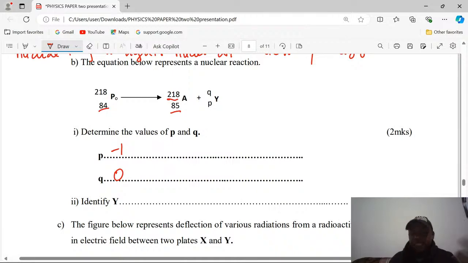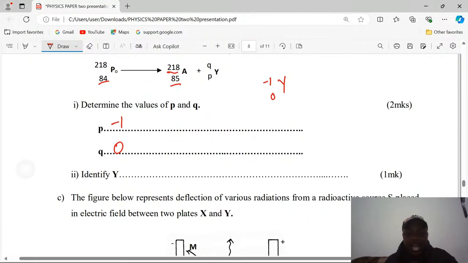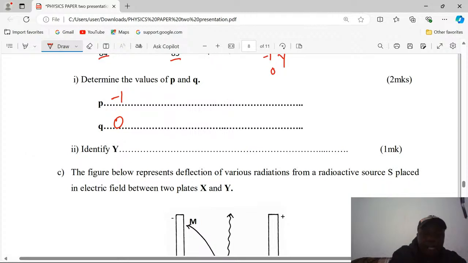This means if we are supposed now to write the particle which has been lost here, Y, then it would be having 0 and -1 at this point. With 0 and -1, it means this is an electron or simply a beta particle. Electrons are called beta particles. It's a beta particle released during radioactivity.